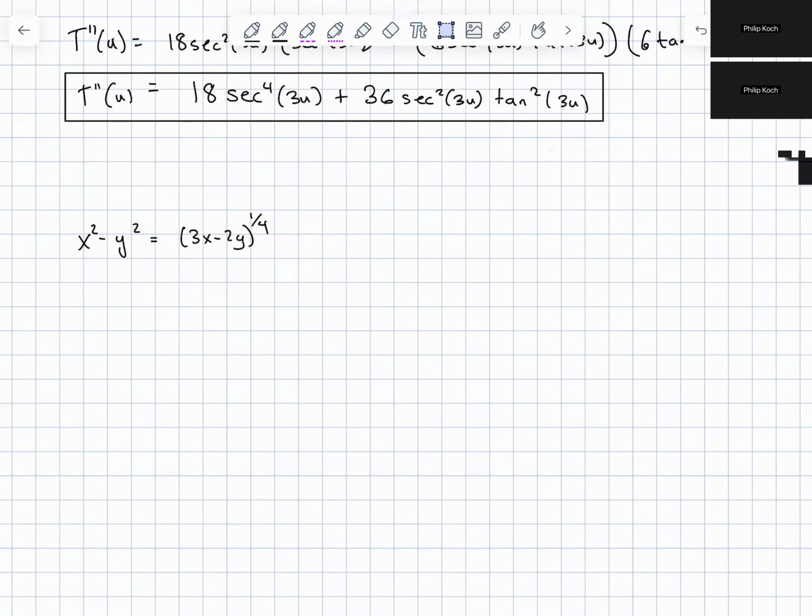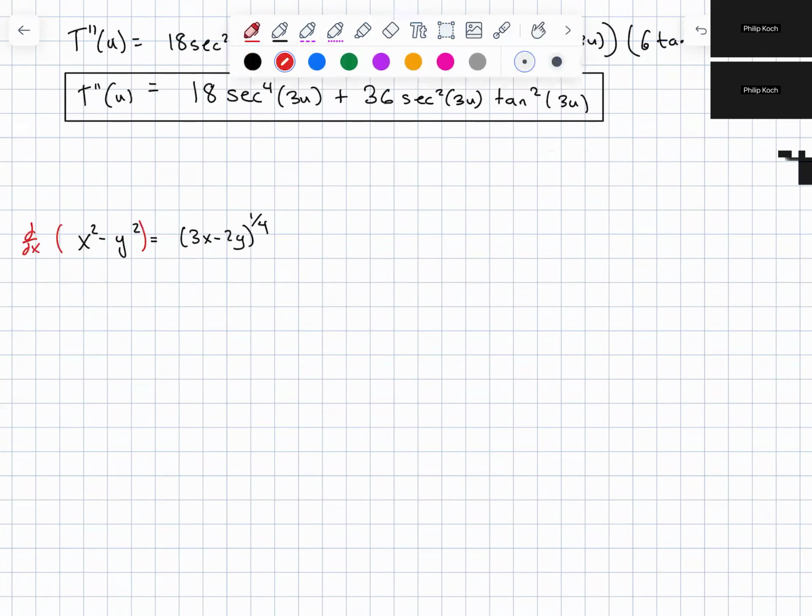So first things first, we've got to differentiate with respect to x. We've got to do d dx. Remember, it's d dx, not dy dx. Dy dx is a derivative. D dx is the process of taking a derivative. So I'll put that d dx here, and the d dx has to go in front, like that. The derivative of x squared would be 2x. The derivative of y squared would be 2y dy dx. So minus 2y dy dx equals the derivative of that.